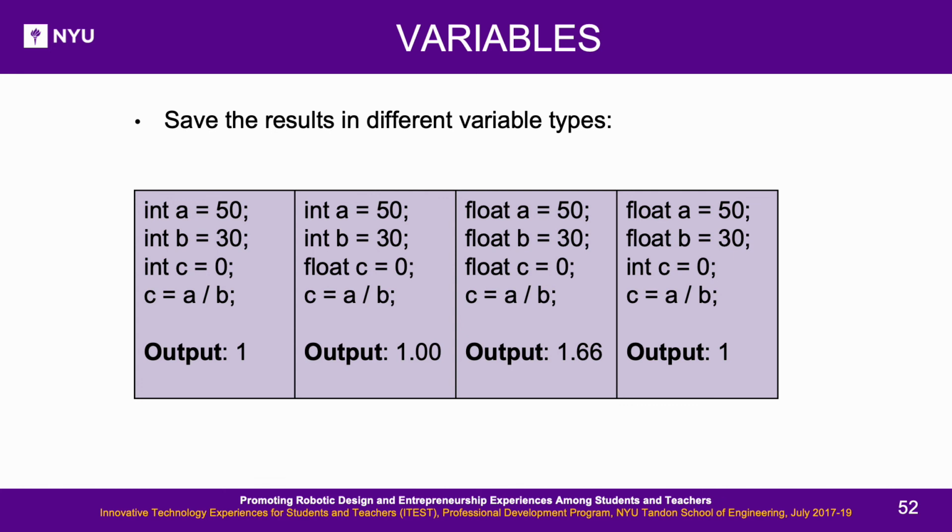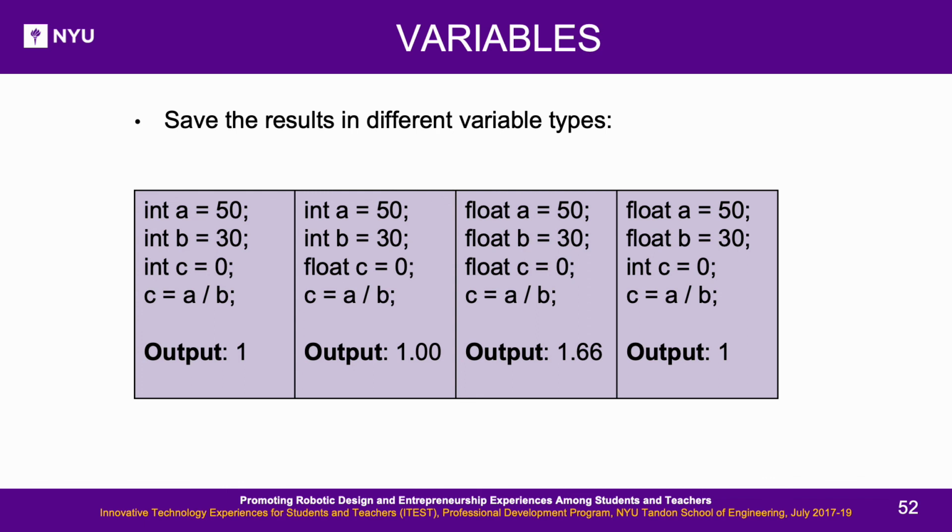When a, b and c are declared as type integer, 50 divided by 30 should give 1.66. As c is type integer, only the integer part of the number is taken. So, the answer is 1. When a and b are declared as type integer, and c is declared as type float, the answer is 1.66. When a, b and c are declared as type float, the answer is 1.66.